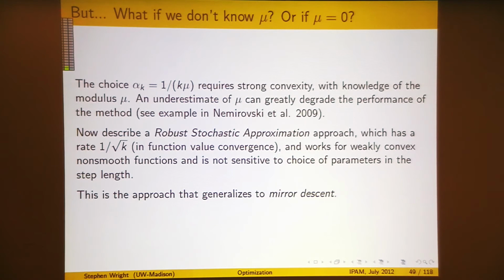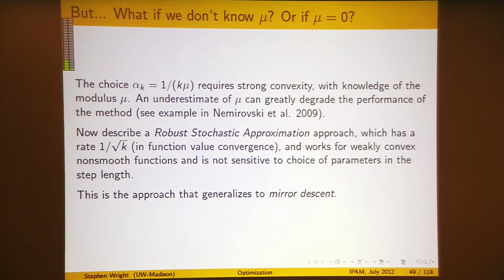Moreover, even this method can be really, really bad if you don't have an accurate estimate of mu, right? In other words, if you underestimate mu, if you choose your estimate of mu to be way below what it really is, things get arbitrarily bad. And there's an example in Nesterov et al. where the convergence degrades enormously if you choose the wrong value of mu.